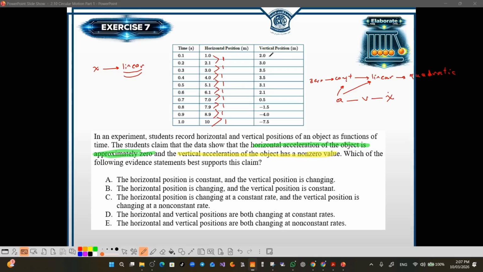Now, what about the vertical position? Again, I will follow the same strategy and see if we have a fixed value or not. So 3 minus 2 is 1. 3.5 minus 3 is 0.5. Then 3.5 and 3.5 is 0, 3.1 and 3.5 is approximately 0.5, approximately. 2.1 and 3.1 is 1, 0.5 and 2.1 is 1.5. I will stop here, no need to complete all the data. I just need to find the trend the data follows.